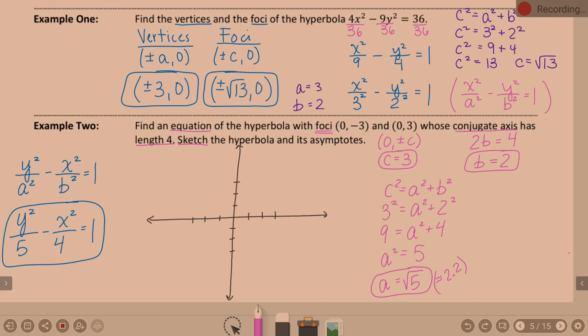We were given that the foci are at (0, 3) and (0, -3), yes? So that means my foci are on the y-axis, right? Right here. Those are the foci. Keep in mind that is also my C value.